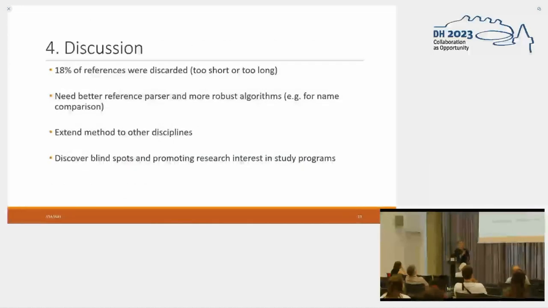Our approach has two main limitations. First of all, 18% of the references had to be discarded because they were either too short or too long, or they were just ISBNs or something. That leads us to the second limitation: we definitely need better reference parsers and more robust algorithms, for example for the name comparison, or also a better regular expression. But nevertheless, we were able to extract a bunch of authors and their related topics.